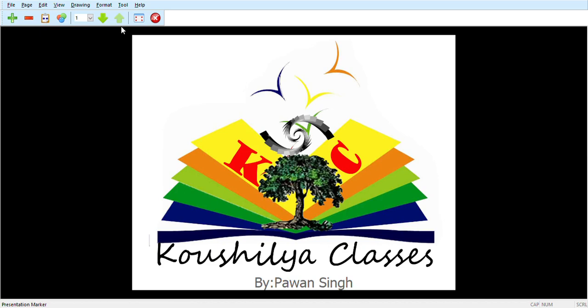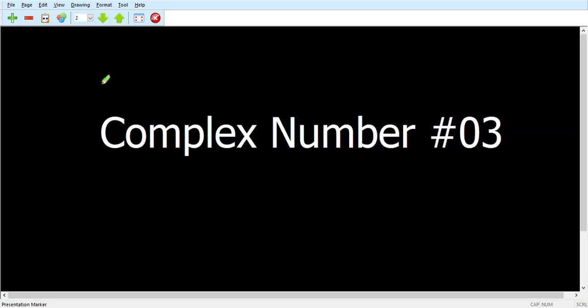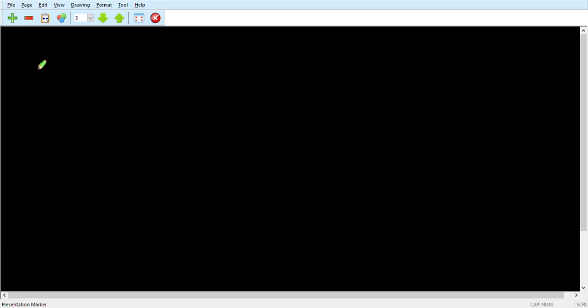This is the third lecture of complex number. In lecture 1, I discussed the introduction of complex number, iota, and in the second lecture we discussed addition, subtraction, multiplication and division of two different complex numbers and their properties. In this third lecture, I am going to discuss the complex plane.